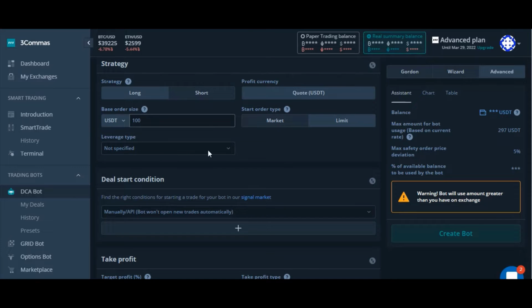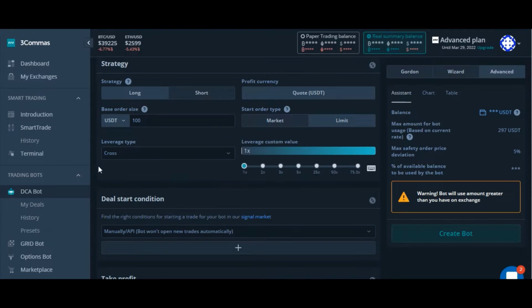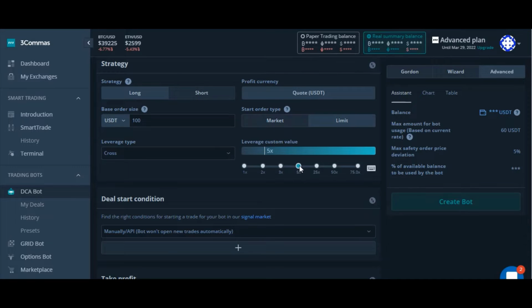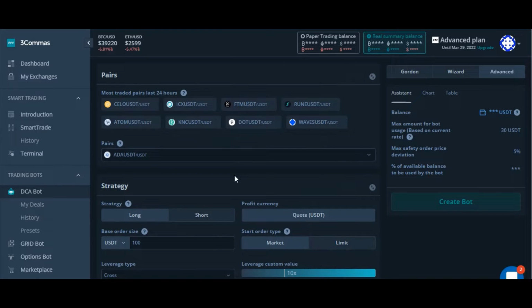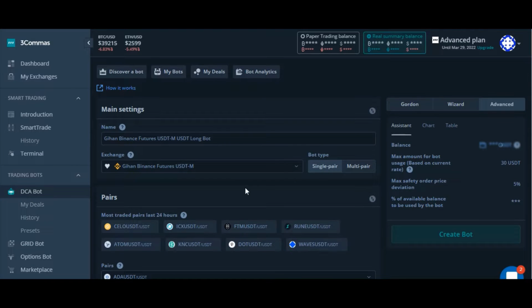So for leverage type, I prefer cross. Once cross is selected, you can select the leverage amount you want. I prefer around 10x. Right, I leave it at 10x, and the leverage type cross, and the start order type I would like to keep as market order. Everything else is set okay, and the bot type is single pair.